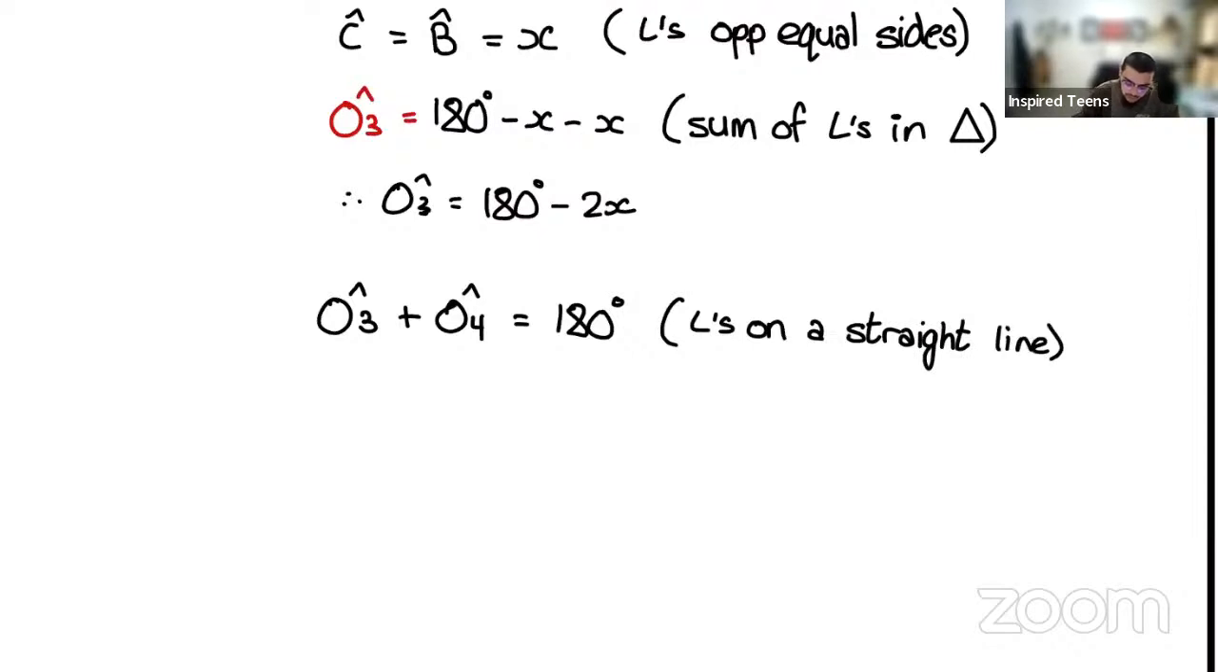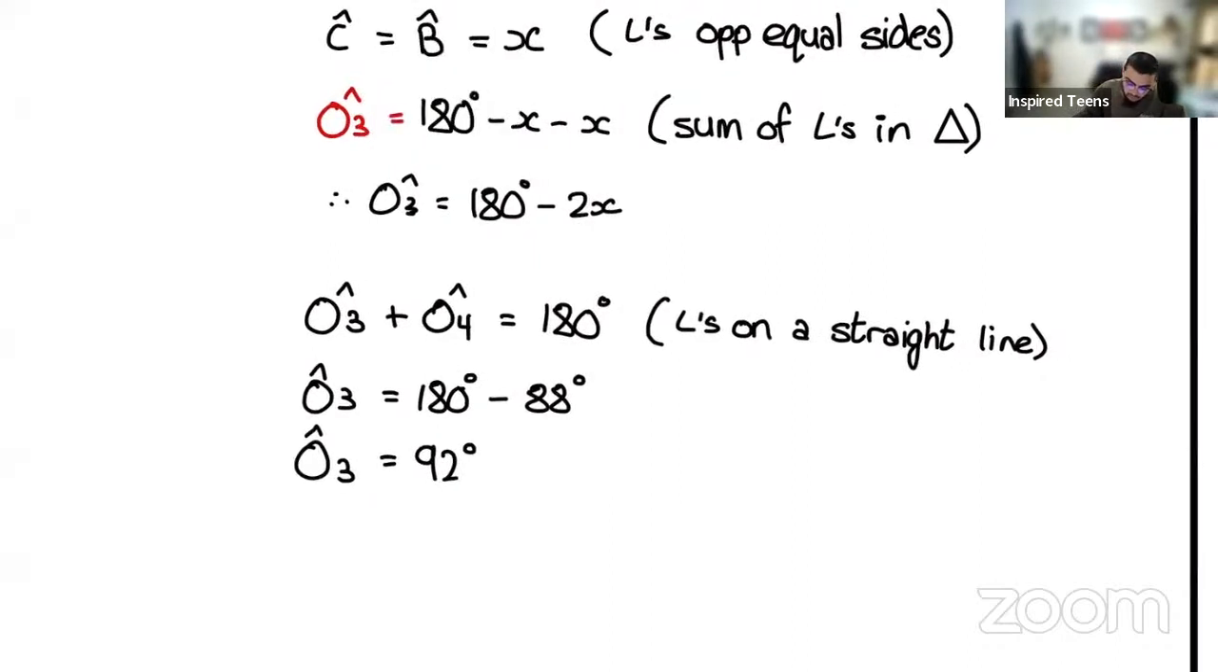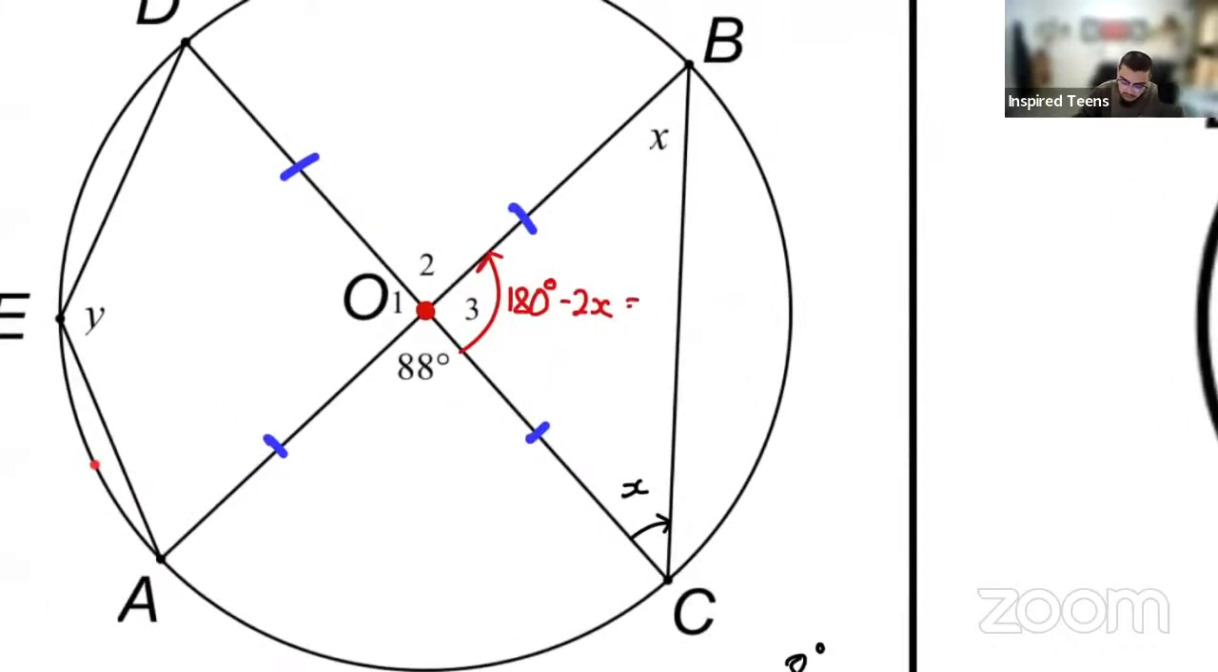Okay, and this would be me solving for O3. So I can say O3 is equal to 180 degrees minus O4, which is 88. And that gives me angle O3 having a value of 92. So now I've solved for angle O3 in terms of x, and I've solved for angle O3 in terms of a value. I know that O3 is equal to 92. So this should be equal to 92. The entire angle is expressed in terms of x, 180 minus 2x is equal to 92.